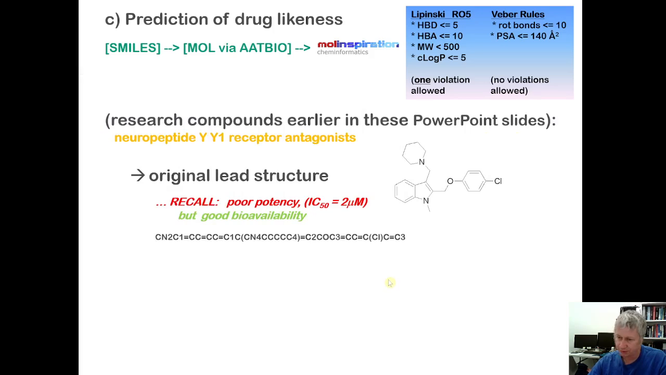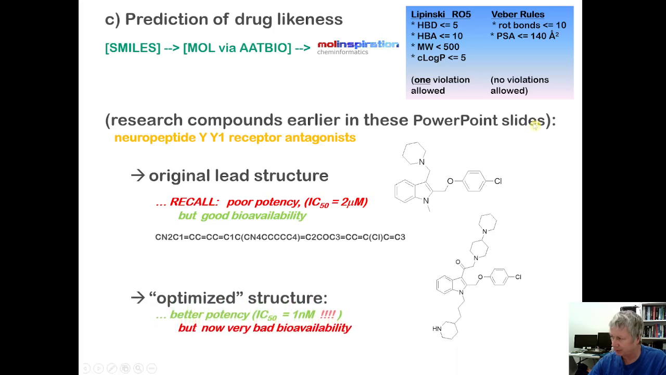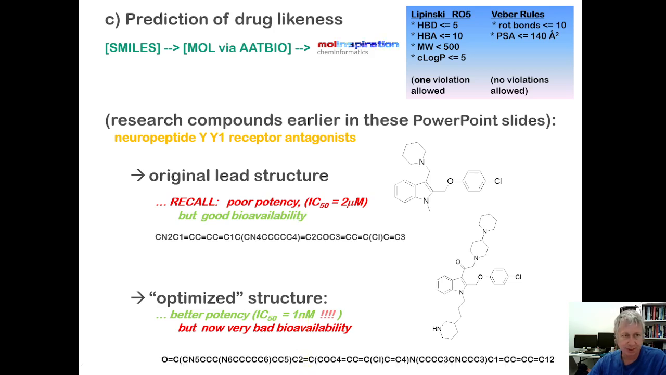Let's try the other one now. This is their optimized structure, where they optimized potency, but then it destroyed their bioavailability. And so we'll see if that matches the rules. And so yeah, they went from 2 micromolar to 1 nanomolar. This is the SMILES string. Let's go try it out. I'll get it on my clipboard.